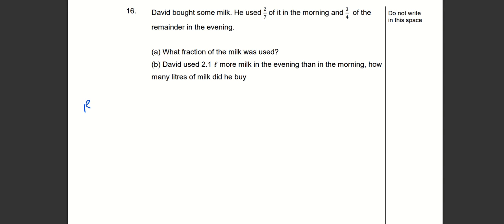David bought some milk. He used 2/7 of it in the morning and 3/4 of the remainder in the evening. A. What fraction of the milk was used? B. David used 2.1 liters more milk in the evening than in the morning. How many liters of milk did he buy?